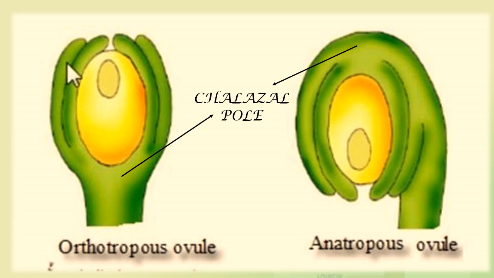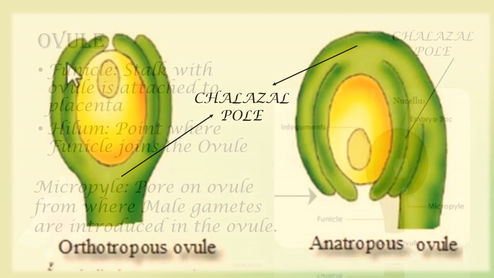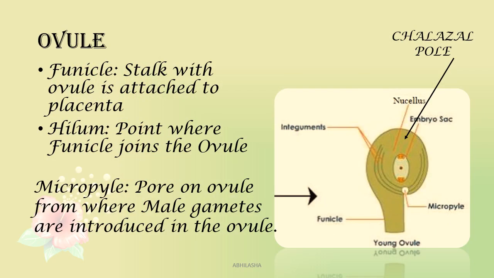Now why are we studying anatropous ovules? Because 80% of the plants, both dicot and monocots, have anatropous ovules. Now can you make a table with differences between these two types of ovules?